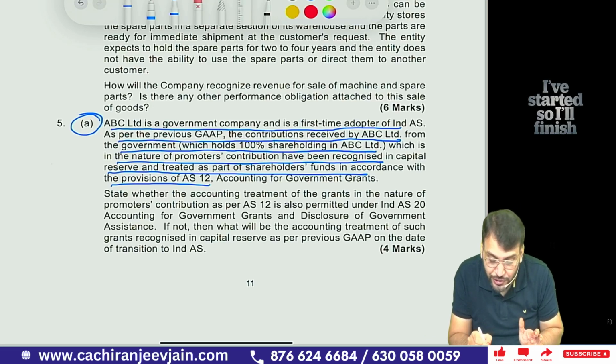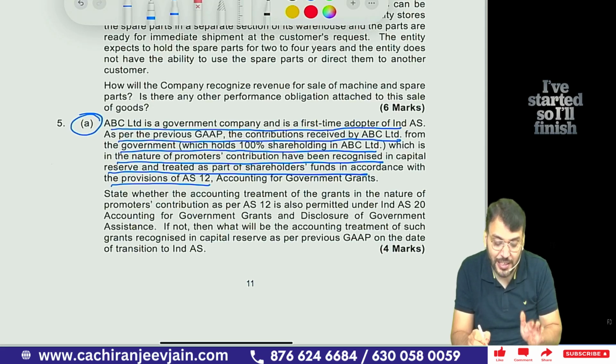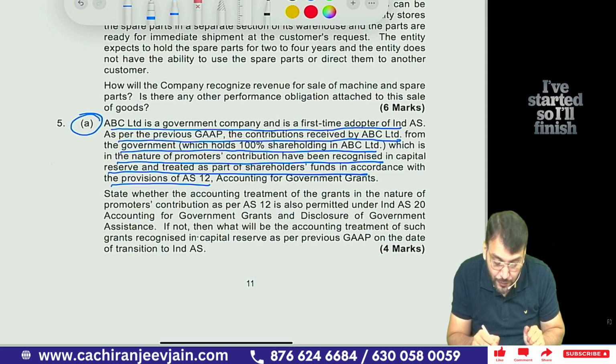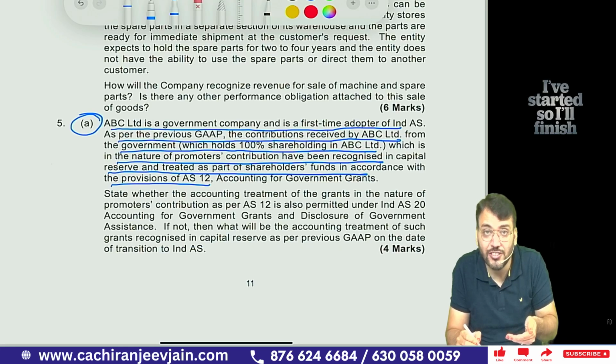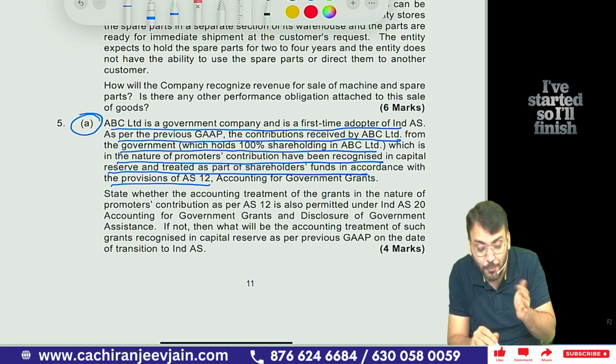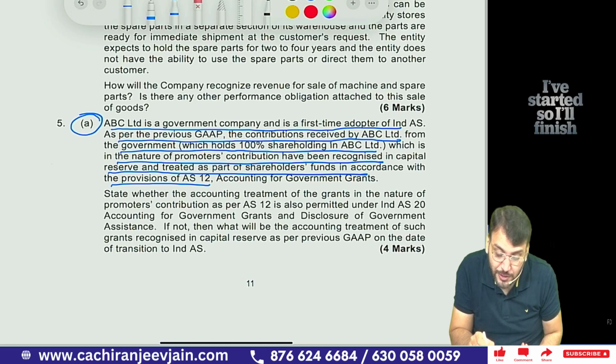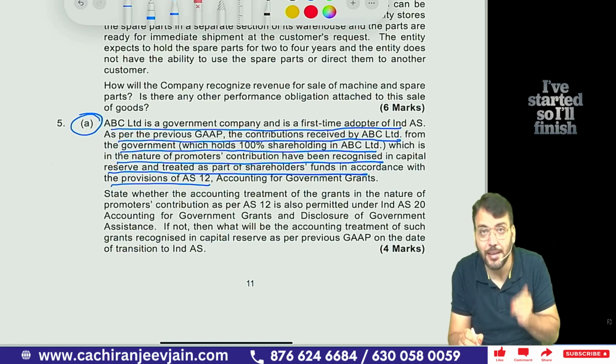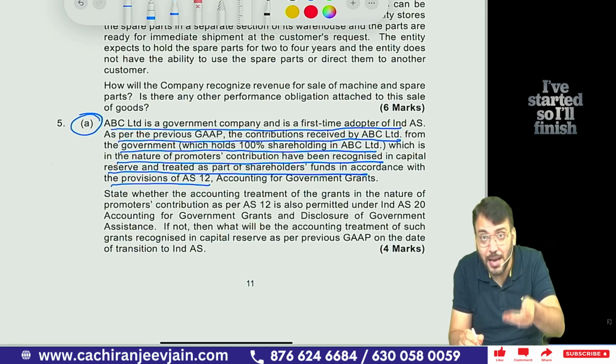State whether the accounting treatment of the grant in the nature of promoter contribution as per AS 12 is also permitted under Ind AS 20. It is not permitted. Correct. Now if not, then what will be the accounting treatment of such grant recognized in the capital reserve as per previous GAAP on the date of transition to Ind AS? Now what Ind AS 101 says is that this is a grant given by the government to a government company. You can see the contribution received by ABC Limited from the government, which holds 100% shareholding in ABC Limited. So ABC Limited becomes a government company. So whatever amount has been received, it can be in the nature of equity.